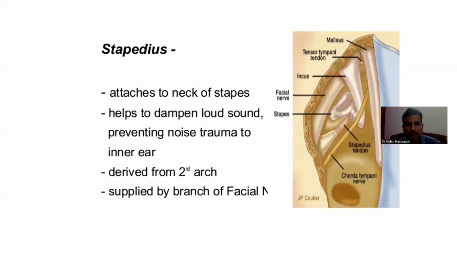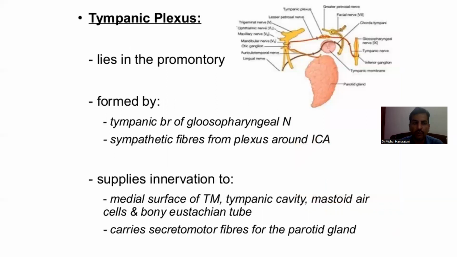The stapedius. It attaches to the neck of the stapes, helps to dampen loud sound, and protects the inner ear from exposure to loud sound and noise-induced trauma. It is derived from the second arch and is supplied by a branch of the facial nerve.